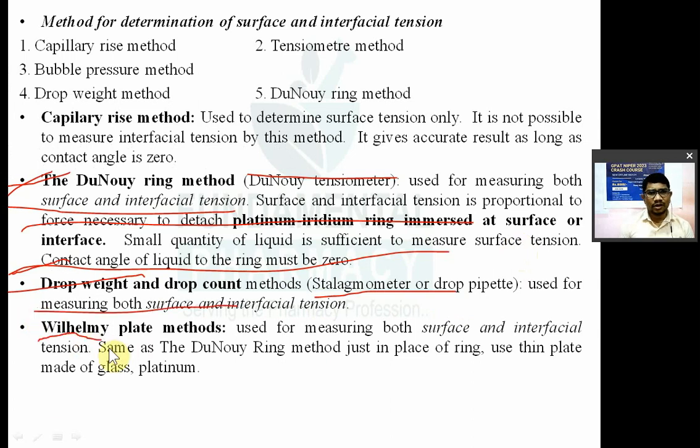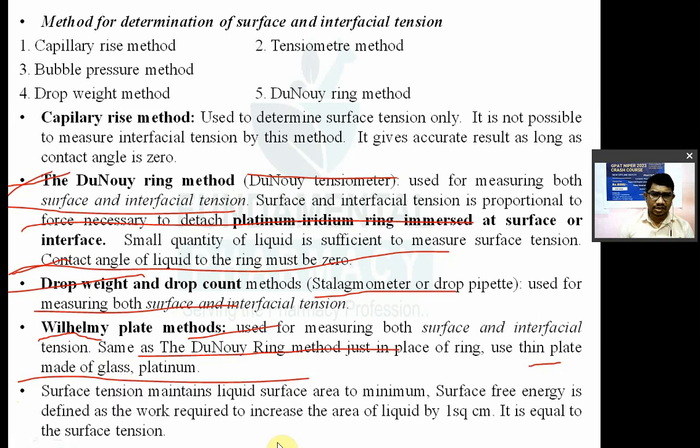Wilhelmy plate method. It is used for measurement of both surface as well as interfacial tension, and this method is the same as the DuNouy ring method, but the difference is that in the DuNouy ring method, now we replace that ring with a thin plate made from platinum. Here is a plate of platinum.